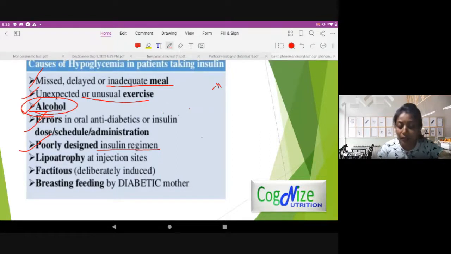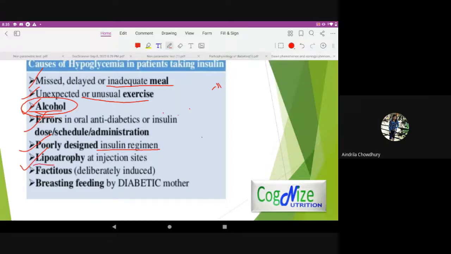There is another condition called lipoatrophy at the injection site. Who can explain this? Ma'am, after administering insulin over a certain area multiple times, it causes fat accumulation under that skin, which does not allow the insulin to be active. Yes, that is okay.